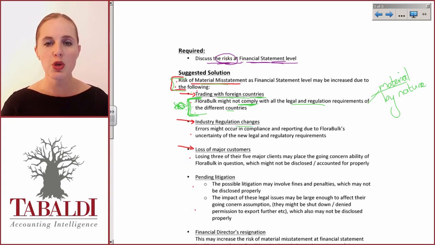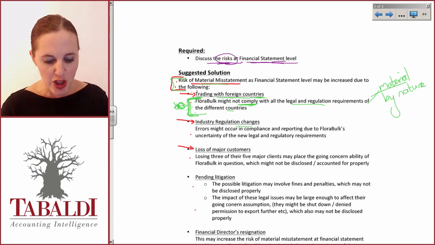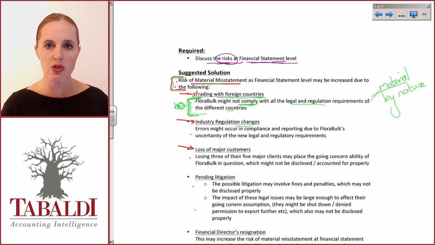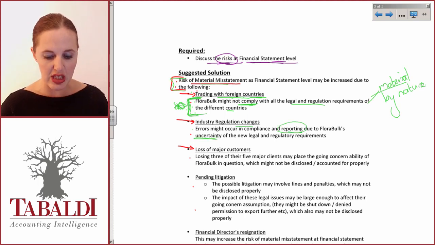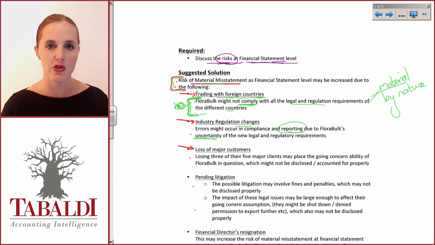Next one. There were changes in industry regulation. I've managed to sum that up in 3 words. Industry regulation changes. I don't have to repeat the entire sentence. The examiner knows that that's now what I'm talking about. I'm talking about industry regulation changes. Errors might occur in compliance and reporting due to Flora Bulk's uncertainty of the new legal and regulatory requirements.